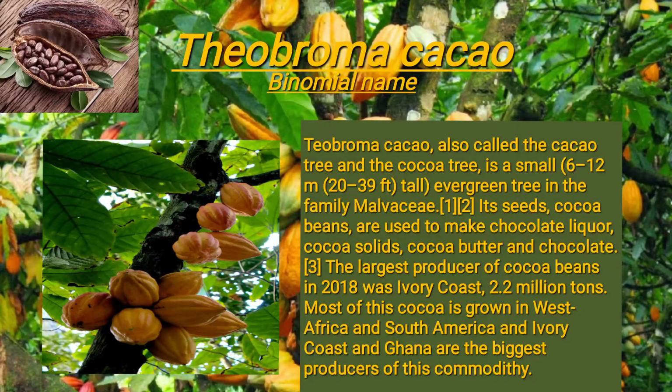Theobroma cacao, also called the cacao tree and the cocoa tree, is a small 6 to 12 meter and 20 to 29 feet tall evergreen tree in the family Malvaceae. Its seeds, cocoa beans, are used to make chocolate liquor, cocoa solids, cocoa butter, and chocolate. The largest producer of cocoa beans in 2018 was Ivory Coast, 2.2 million tons. Most of the cocoa is grown in West Africa and South America, and Ivory Coast and Ghana are the biggest producers of this commodity.